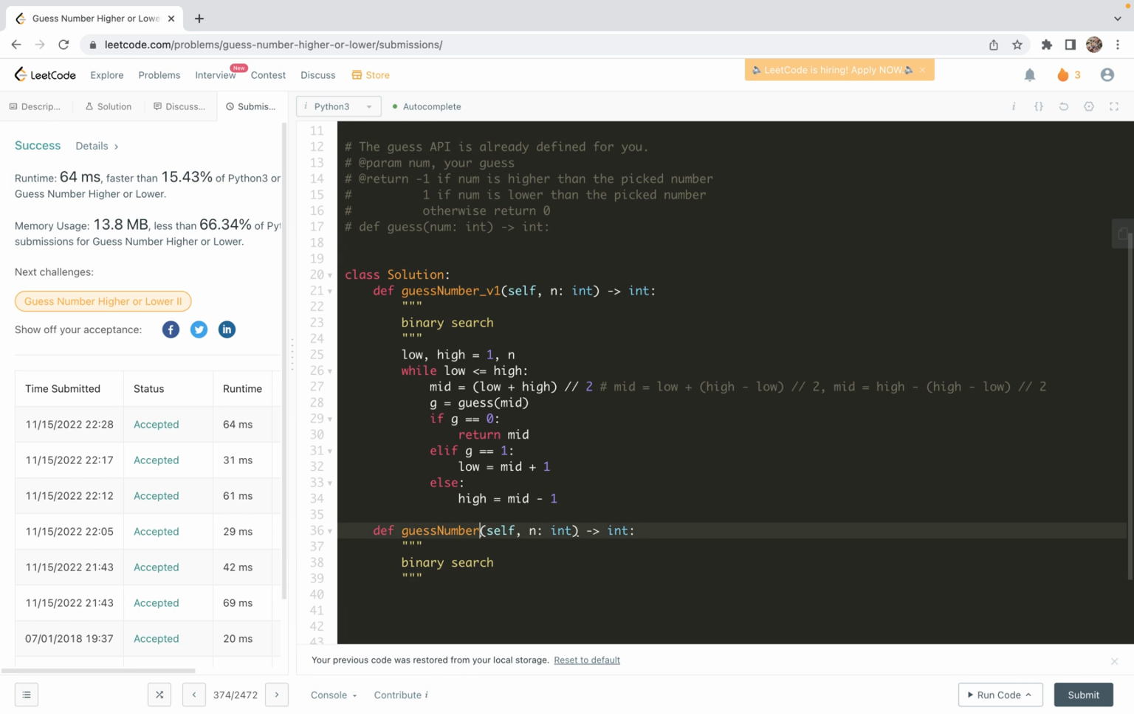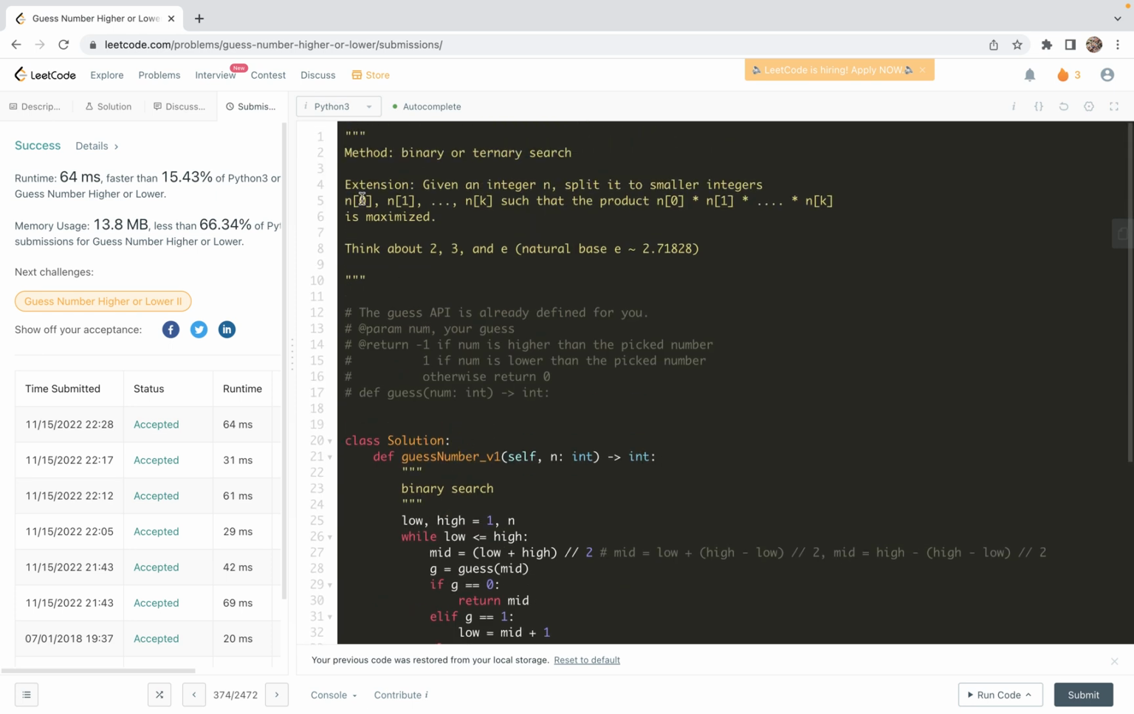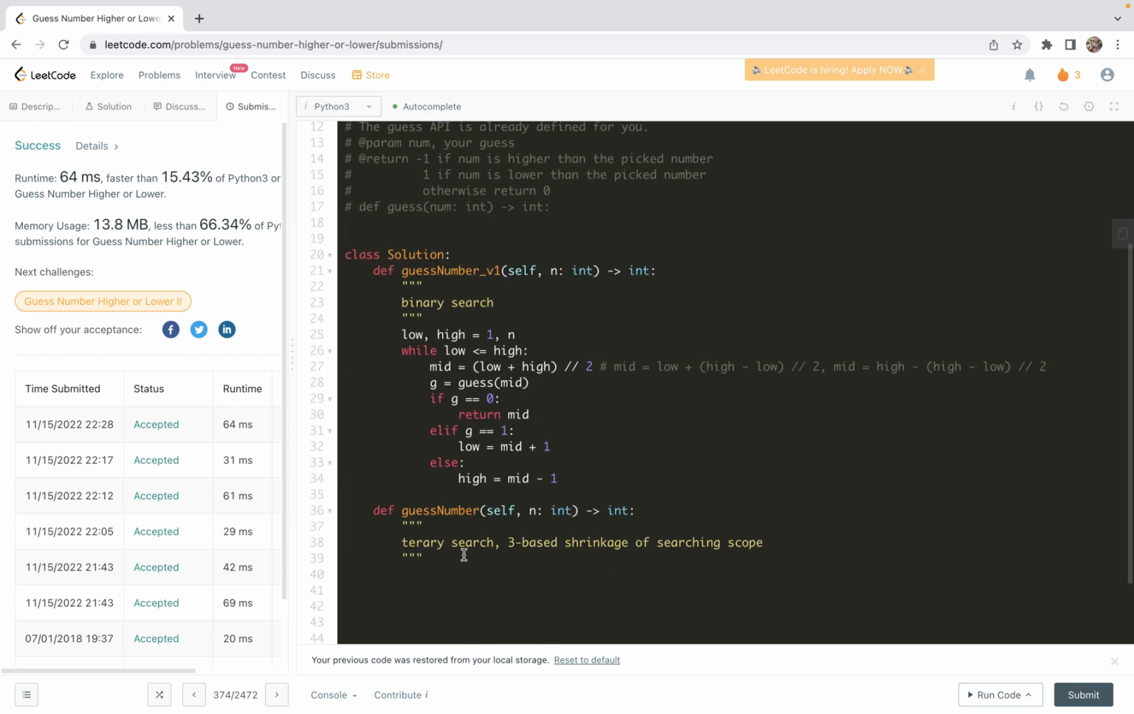So I'm going to write a solution based on ternary search. So in other words, three-based shrinkage of the searching scope. So this is actually nothing special, but still I want to bring your attention to this problem, and if you can solve this problem with some deep understanding, you will know the difference between binary search and ternary search, their pros and cons, and their comparison of the actual number of unit time used for getting this target number. So for this, still I'm going to introduce low and high equals 1 and n, right?